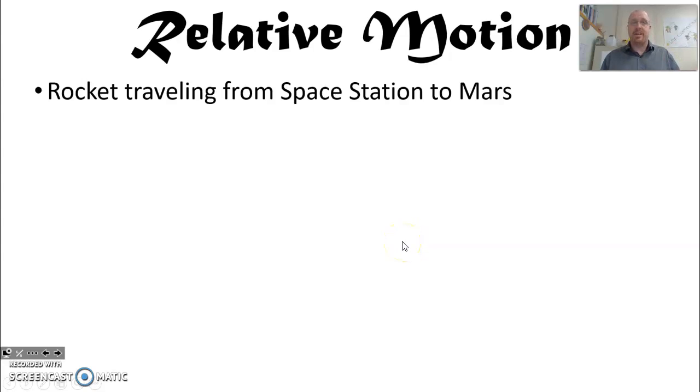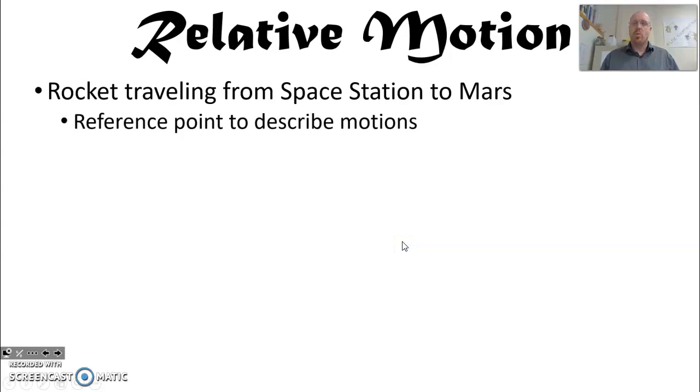So let's talk a little bit about this. Let's say I have a rocket that's traveling from the International Space Station and it's going to Mars. Okay? Let's look at some reference points to describe the motion. If you're on the rocket, what motion do you have? Well, obviously, Mars is extremely slowly getting closer to me. It'd be faster to look back behind us and see the space station, and that's moving relatively fast, receding, getting smaller.